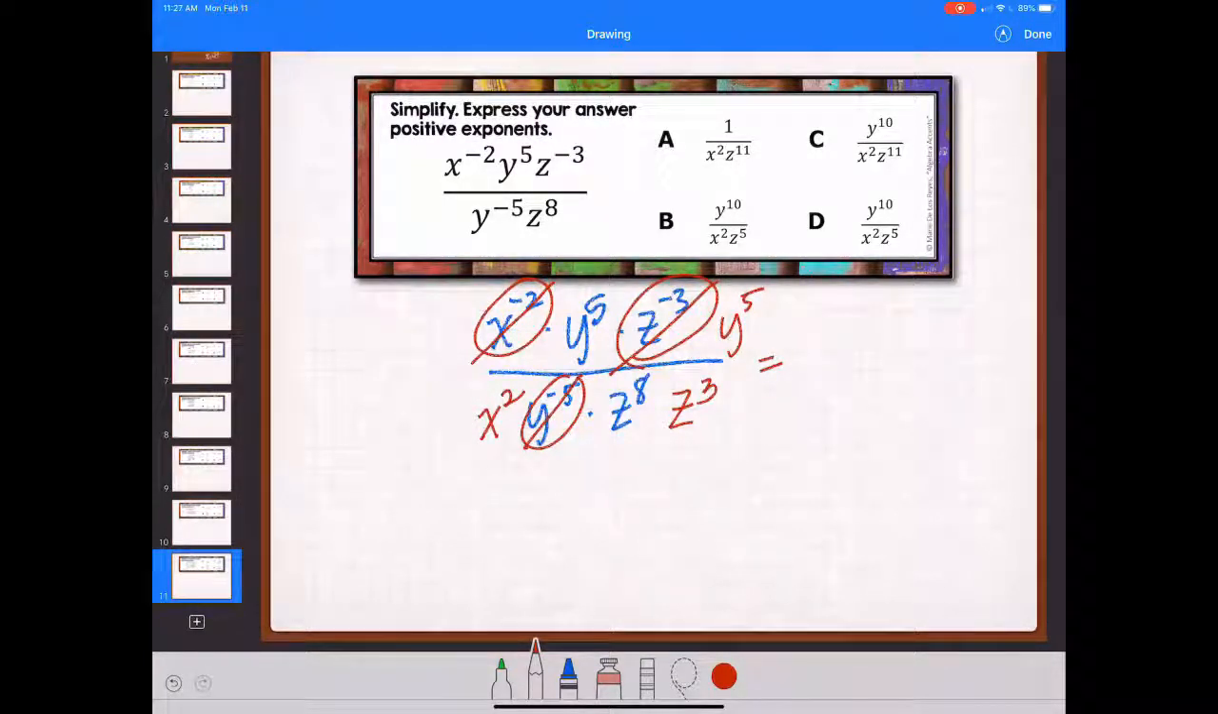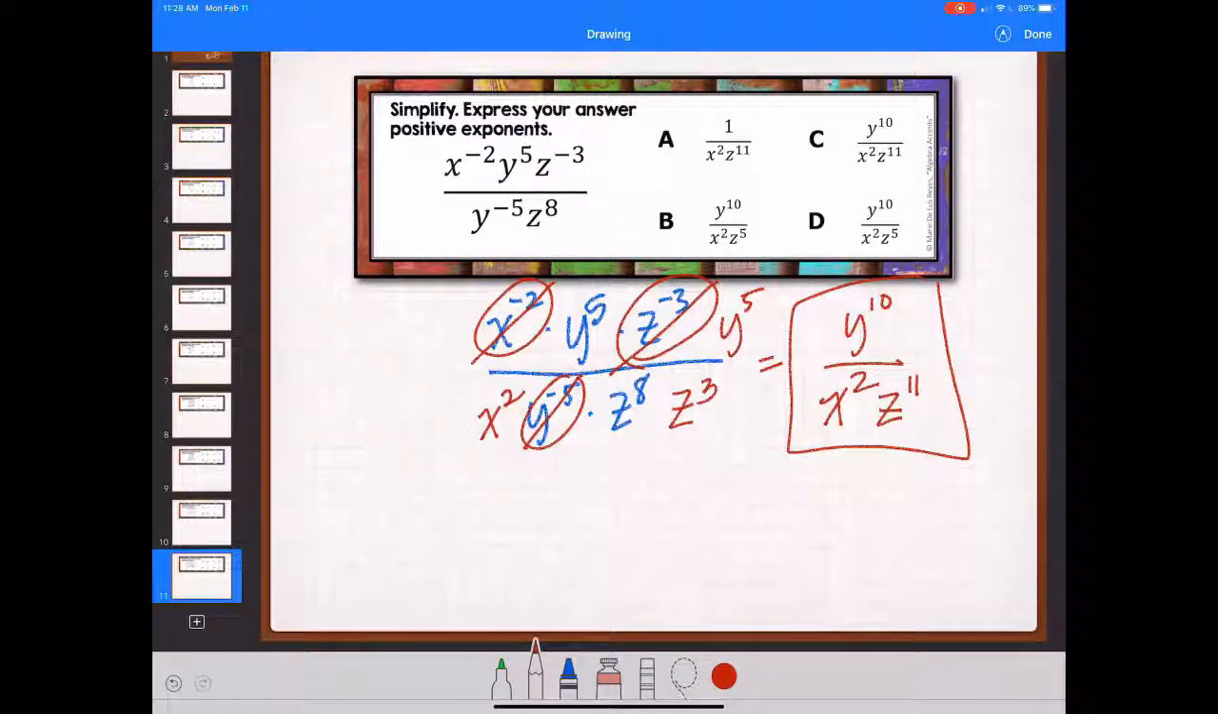Now I'm going to simplify. So you could use your exponent rules. You know that if you have y to the 5th and y to the 5th, that's y to the 10th when you combine them. In the denominator, you have x squared and then z to the 8th and z to the 3rd. That's going to give you z to the 11th. All right, y to the 10th over x squared z to the 11th.